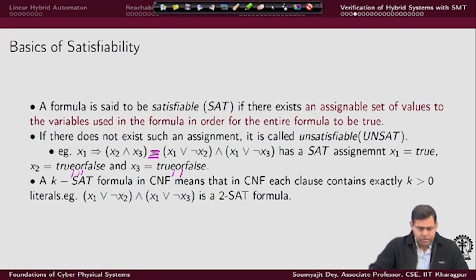Now, you can have specific kinds of forms. For example, I can say that a sat formula in CNF form is basically a k sat if in each of these CNF clauses you have exactly k literals. So, for example, this is a two sat formula, that means in each clause we are allowing two literals. A literal is basically a Boolean variable or its negation.